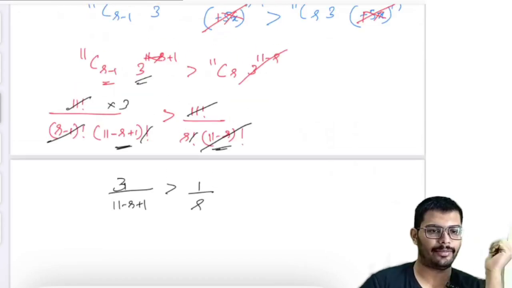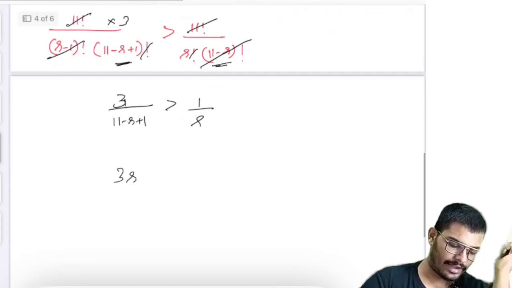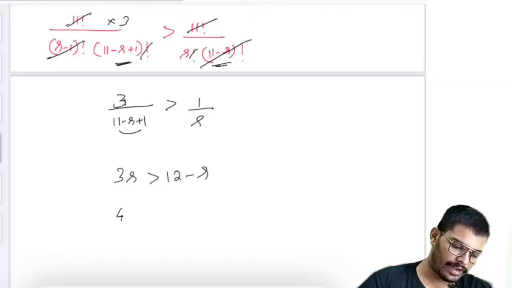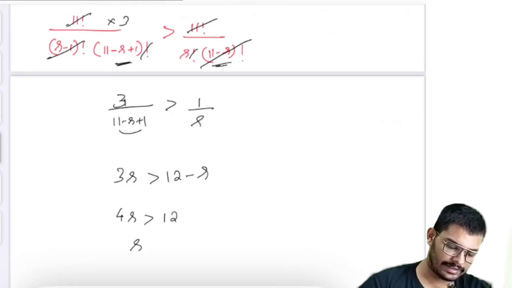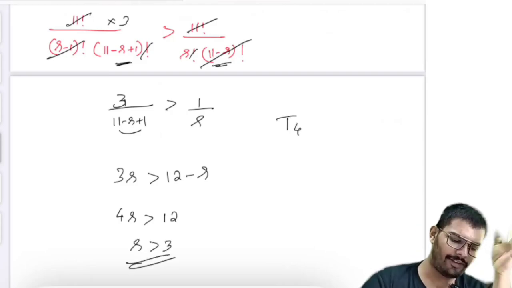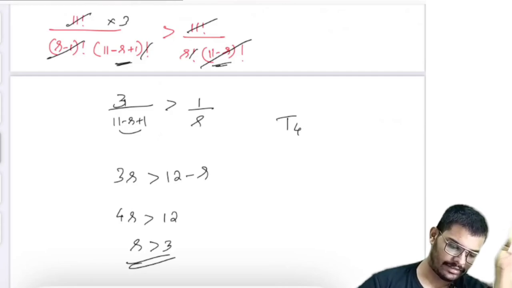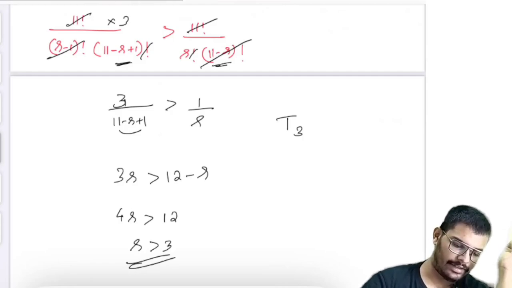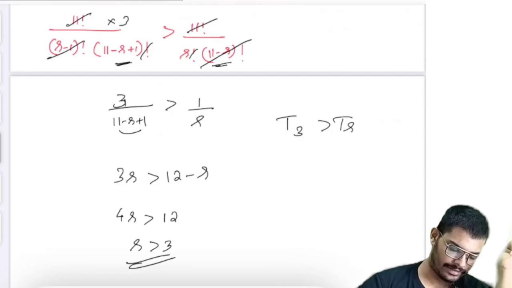So it will be 3 divided by. Now cross multiply. 3r is greater than 11 plus 1, 12 minus r. Now 4r is greater than 12, that is r greater than 3, which means the third term is higher than the fourth: t4 is greater than t3, greater than tr, greater than tr plus 1, that is t4.